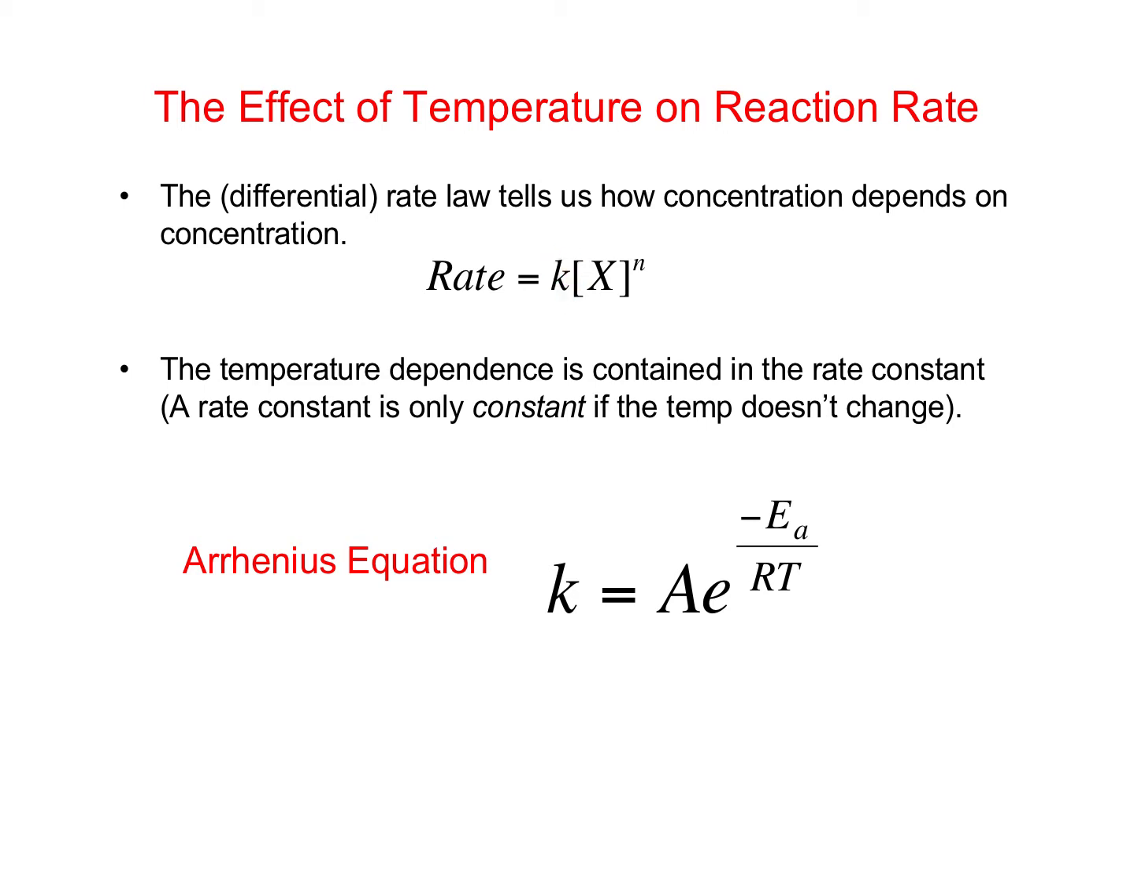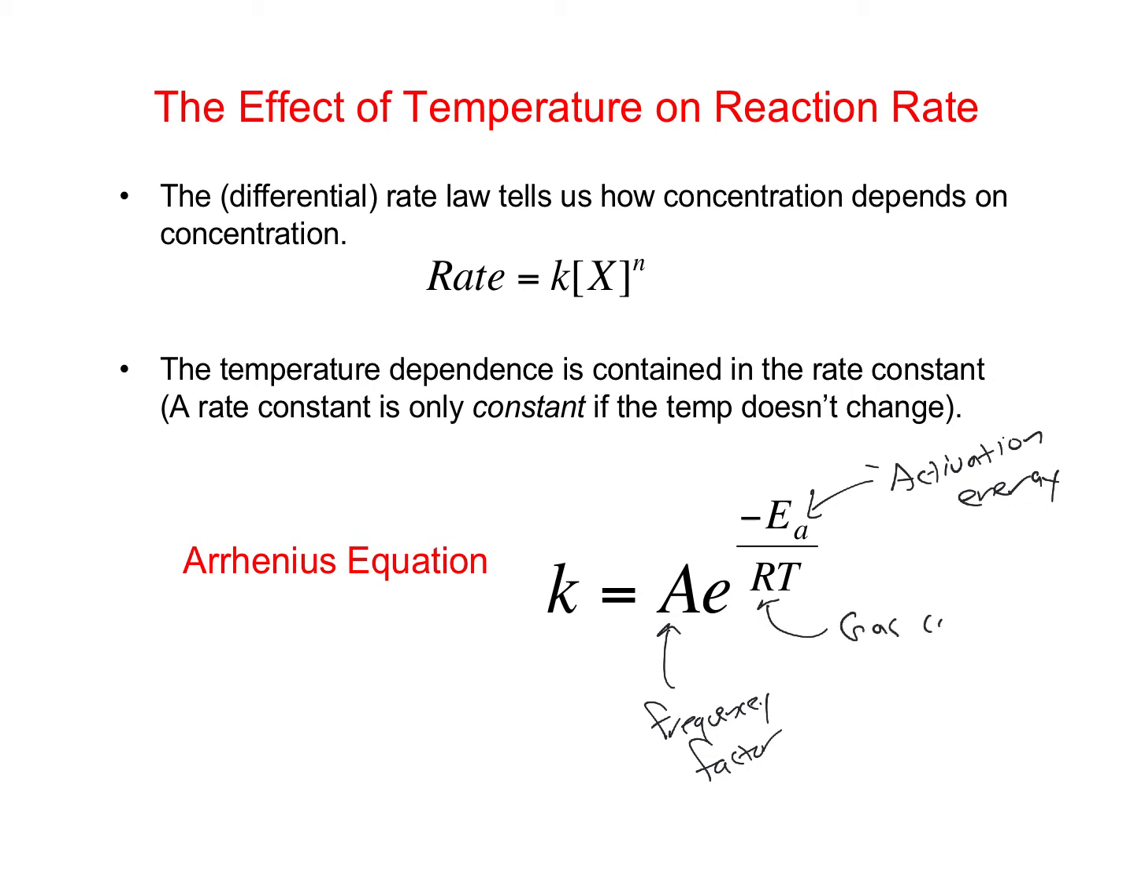K actually depends on temperature, so mathematically the way we incorporate the temperature dependence of reaction rates is through the temperature dependence of the rate constant. And the temperature dependence of the rate constant is given by the Arrhenius equation. And so here's K, the rate constant we've been dealing with. A is called the frequency factor. EA is the activation energy. R is the gas constant.